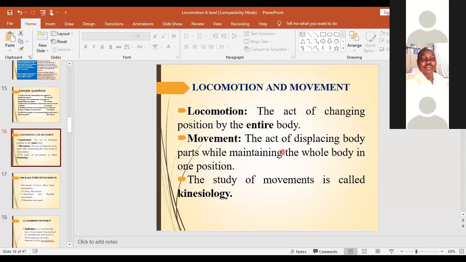Now, the study of movement is called kinesiology. It is from the word kinetic, moving energy, moving form. So it is called kinesiology, but we are saying for locomotion, there must be the entire body moving. Then movement is the act of just displacing any part of your body. Like for me, my hands can move, but you can't say your hands are locomoting because your hands have a fixed position. They just change positions, they just displace themselves. So your hands can move, your eyes can move back and forth.